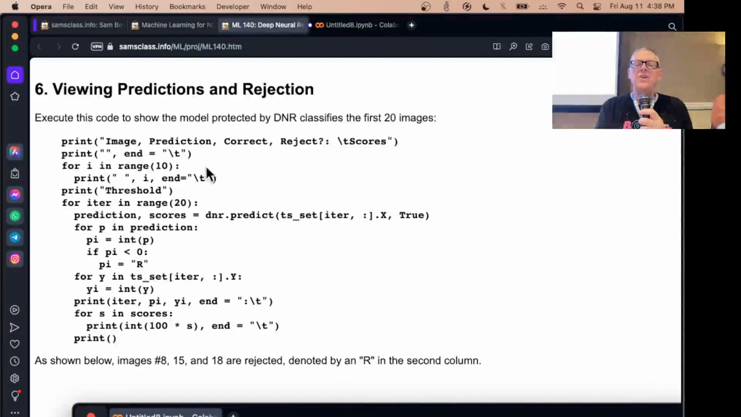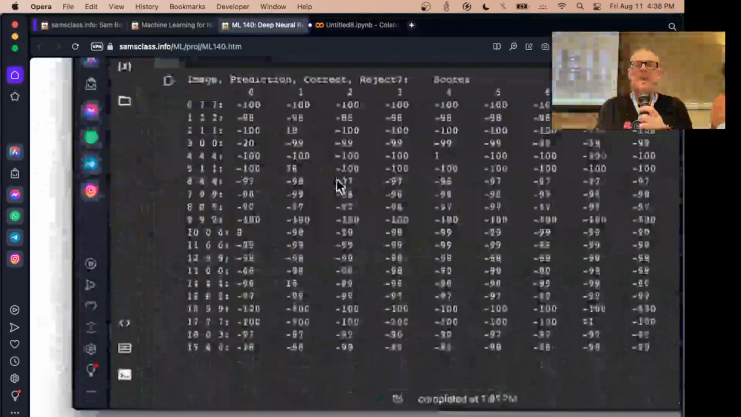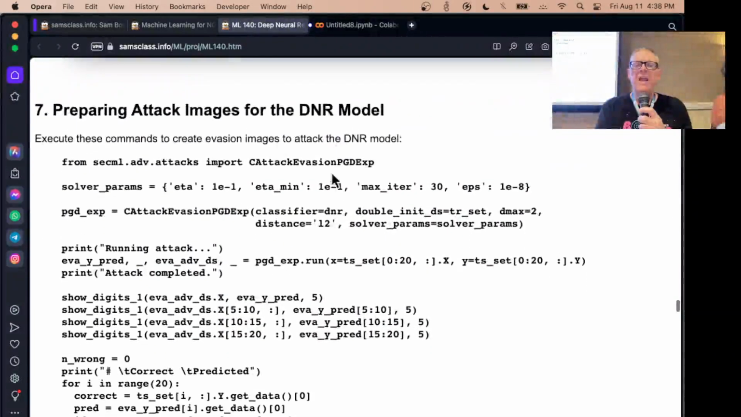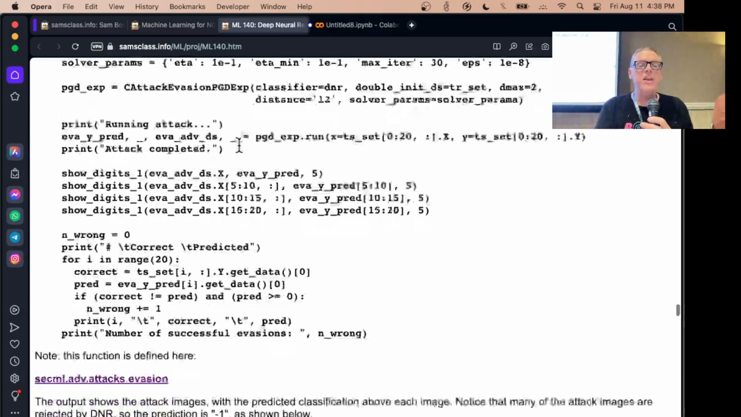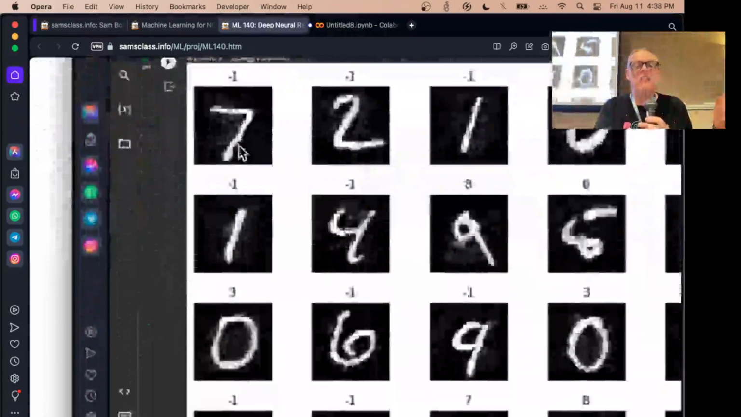And now you can show the model how it classifies the first 20 images. And here you can make the attack images. Do the same thing. You run the same attack, C attack evasion PGDX, on the complete model, including DNR. The attack uses the whole neural net to figure out how to poison it. So you run the same attack with complete information, including the information about DNR, and even so, it fails now.